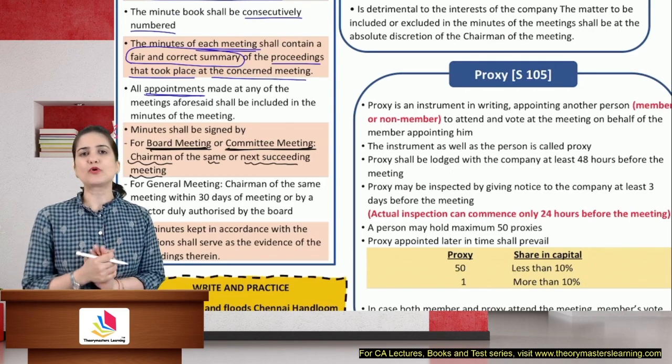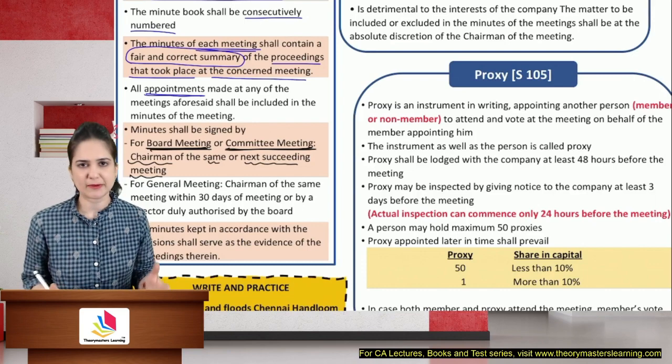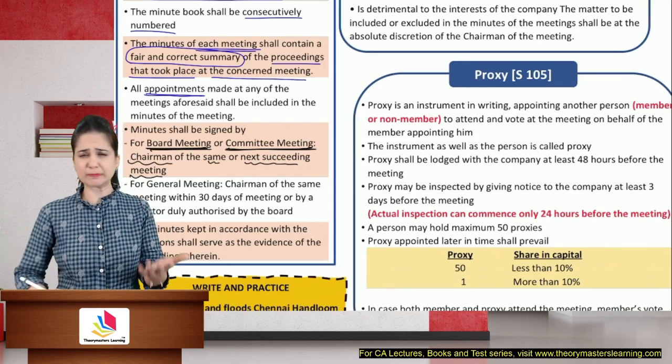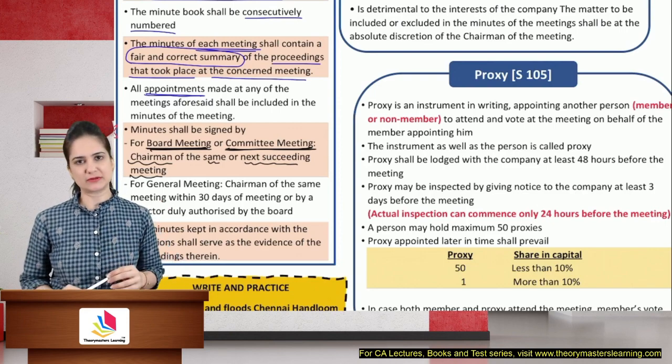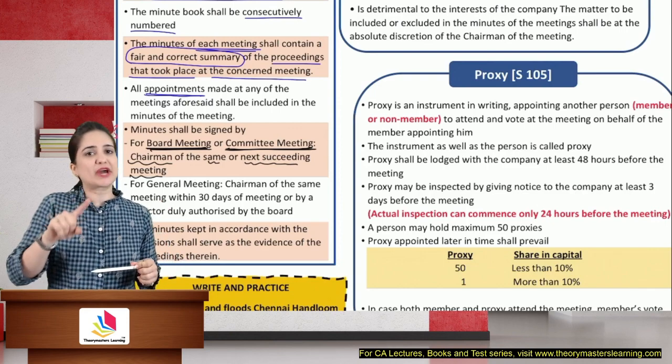See, in case of a board meeting, chairman will sign. Now, who is a chairman? Chairman or chairperson, you can say that also. Chairperson is a person who presides over the meeting. Okay, he is very different from the chairman of the company.